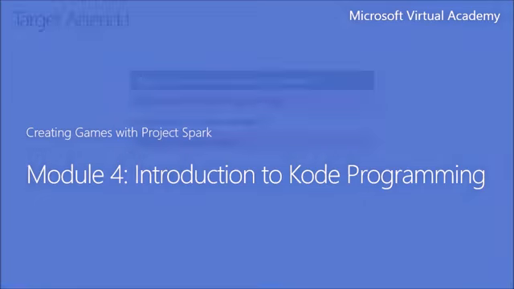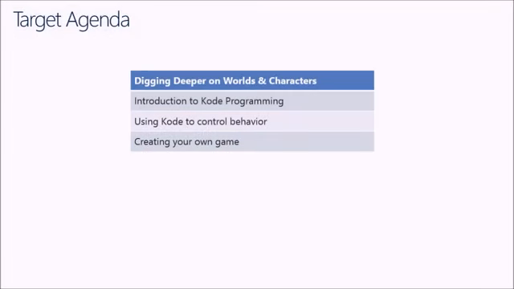So let's look at the agenda. In this module, which is called Digging Deeper on Worlds and Characters, we're going to start with an introduction to code programming. Now, you've already seen some code, so it won't be completely new, but here we'll be talking about how we can change behaviors. We're going to start with characters that have default brains and then change those brains slightly. Then we'll move on to using code to control behavior. So we can take a character and give them a completely new brain, and we can tweak existing brains.